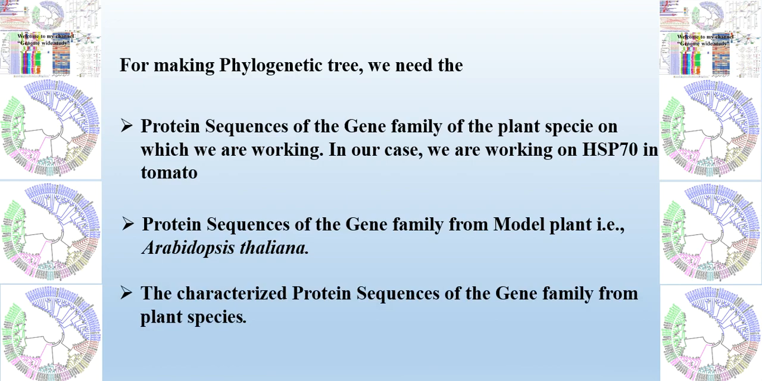It means that there are various researchers working on HSP70 protein, they have characterized some specific genes and determined their function. So we will also try to find those genes and their sequences. Those sequences we can find from different literature. So how do we extract the protein sequences of our family, the protein sequences from the model plant, and the characterized genes from the different plant species? We will do it one by one.